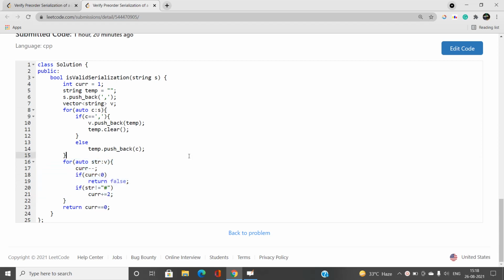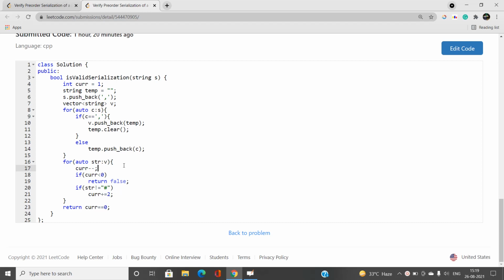Now we are iterating over this vector, and for the current string in the pre-order traversal, what we are going to do is first decrement the edge that is going from the current node to its parent, because this node was added in the previous step when we were dealing with the parent. When we deal with the parent, we increment by plus 2 as obvious, because the parent has two child nodes, left subtree and right subtree. And when we are dealing with the current node, there will be an edge going from the current node to its parent. That's why we are decrementing it first.